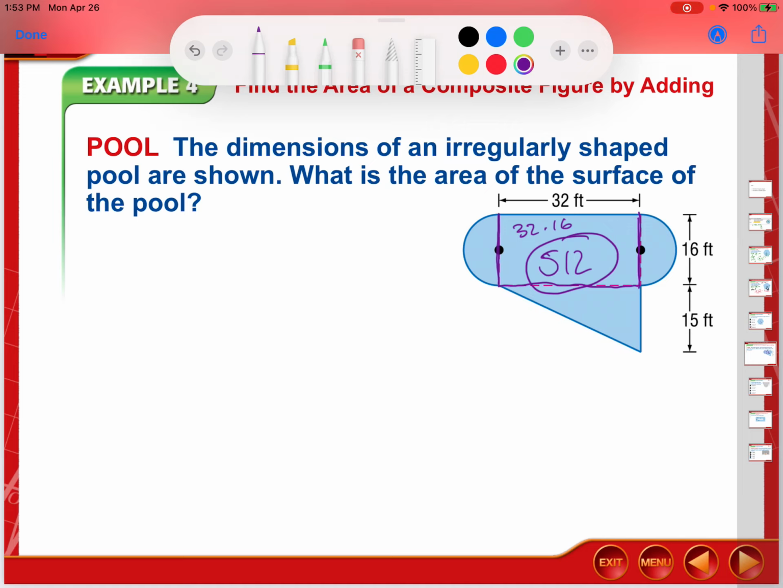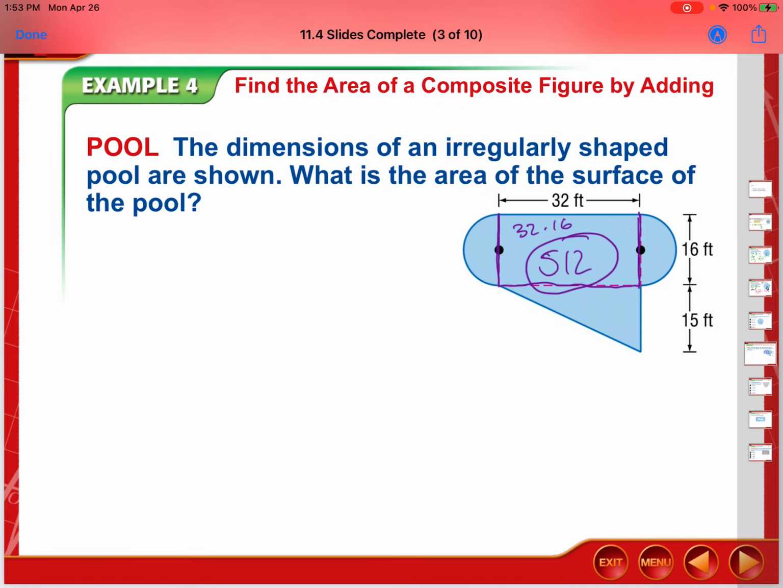Now I want to move on to my next figure, and in my opinion the next easiest, which is this lovely triangle. For this triangle, we have a base of 32 and a height of 15, and of course our formula for the area of a triangle is 1/2 the base, 32, times the height of 15. So I'm going to multiply that all together. Half of 32 is 16, and 16 times 15 equals 240. So 240 square feet. Boom. All right, we're almost done.